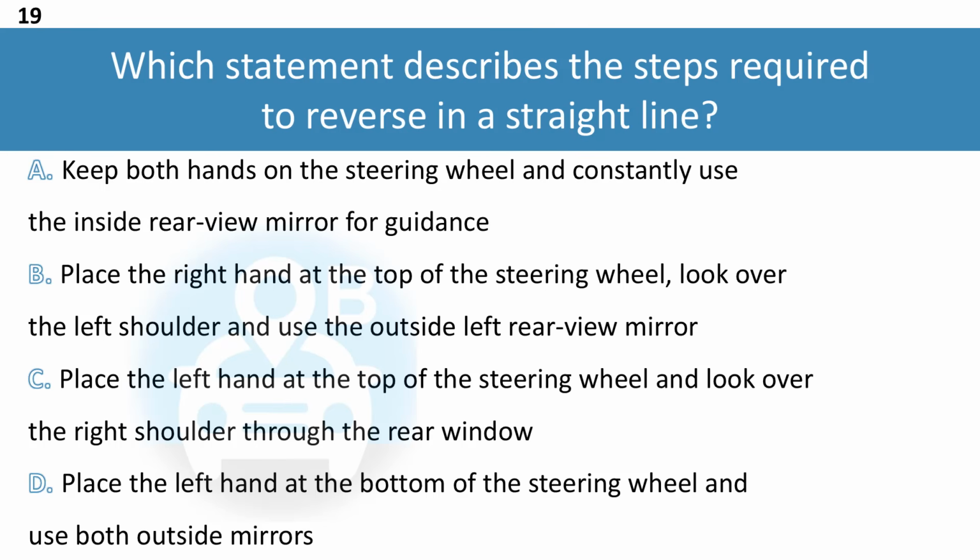Which statement describes the steps required to reverse in a straight line? A. Keep both hands on the steering wheel and constantly use the inside rear-view mirror for guidance. B. Place the right hand at the top of the steering wheel, look over the left shoulder and use the outside left rear-view mirror. C. Place the left hand at the top of the steering wheel and look over the right shoulder through the rear window. D. Place the left hand at the bottom of the steering wheel and use both outside mirrors.